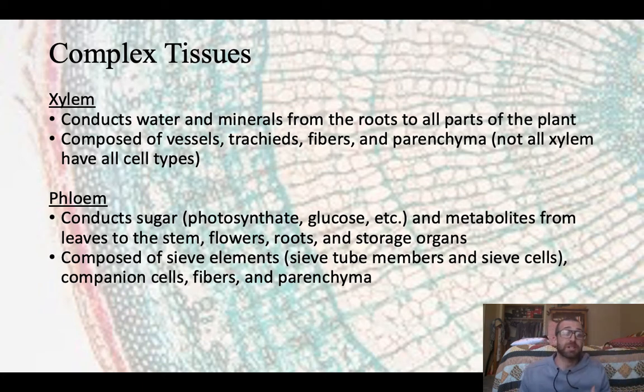And our phloem tissue conducts sugar, or photosynthate or glucose, whatever you want to call it, and other metabolites from the leaves, flowers, roots, and storage organs throughout the plant. And our phloem is composed of sieve elements, which consist of sieve tube members and sieve cells, companion cells, fibers, and again, those parenchyma cells. Now, the way I always remember it is food, phloem. So the phloem tissue is transporting essentially the food of the plant, the glucose that is produced by the plant, and the xylem transports the water.